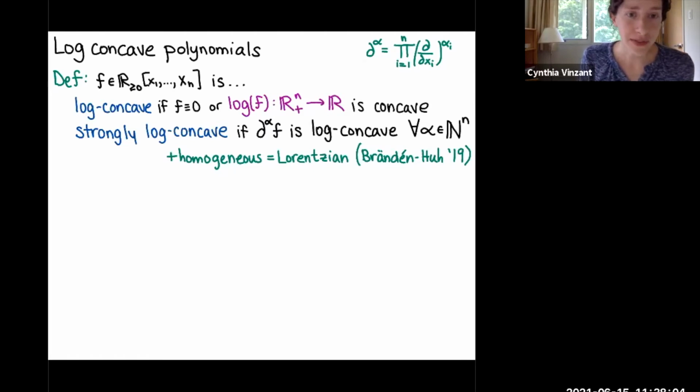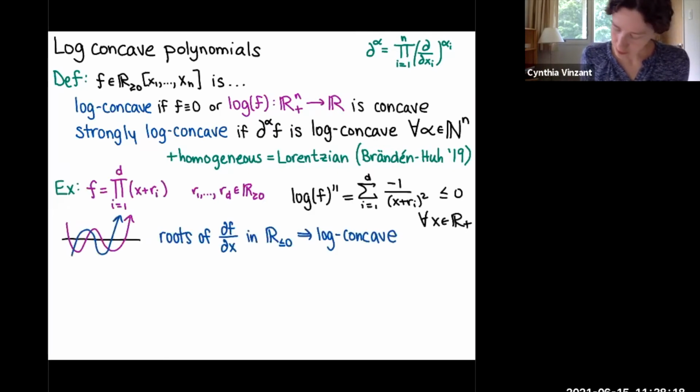These have come up several times over the past years and gotten various names. So if you have a polynomial that's homogeneous and strongly log-concave, it's also called Lorentzian, which is in a paper by Petter Brändén and June Huh. My favorite example of these is just a real-rooted univariate polynomial with non-negative coefficients.